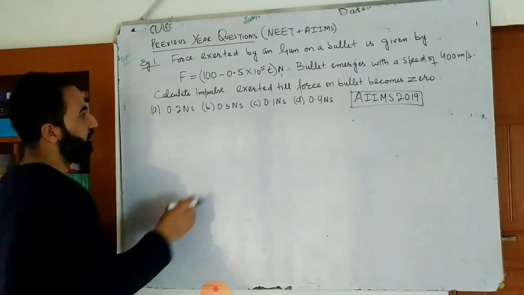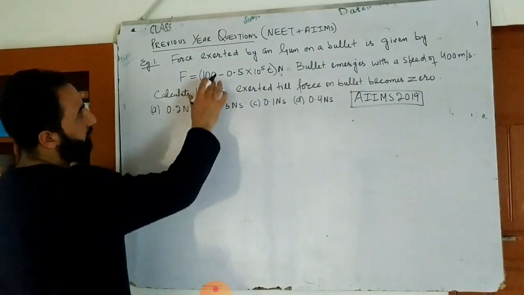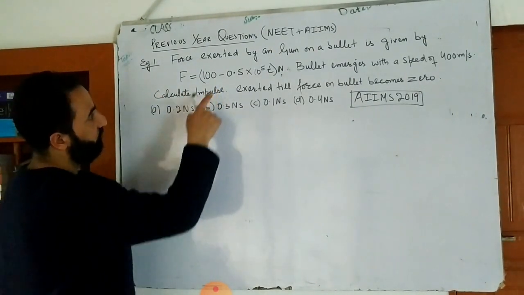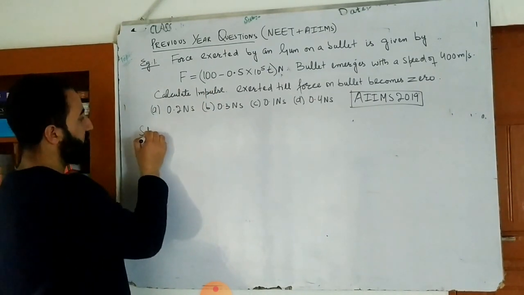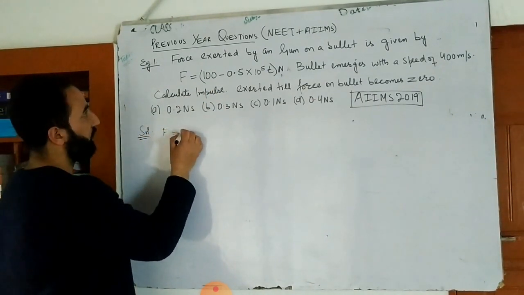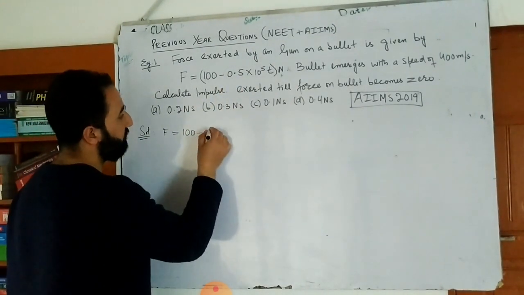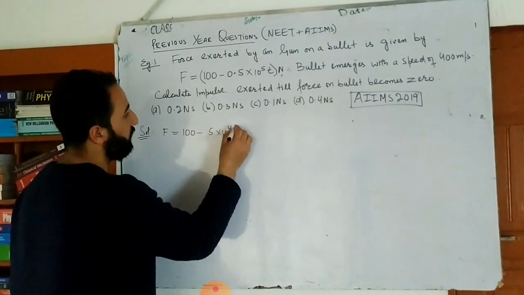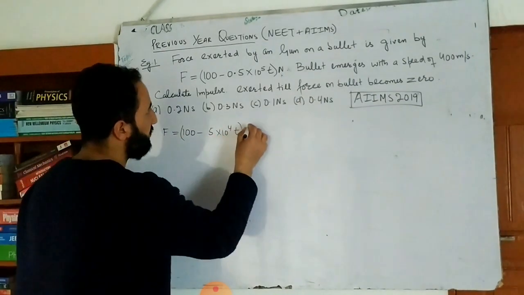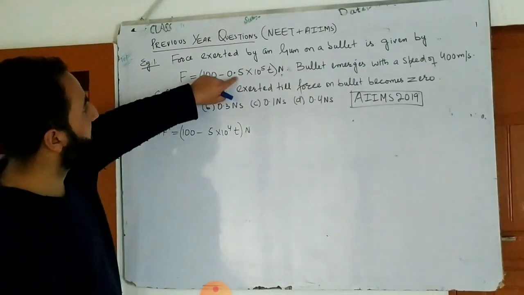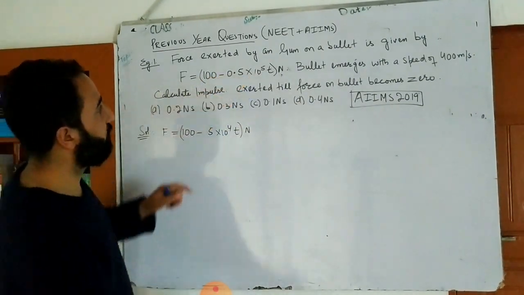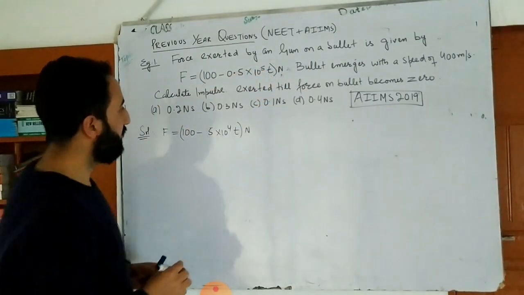Now pay attention here. First of all, what we'll write down is this force. So the solution is like this. Force is given to me: F equals 100 minus 0.5 into 10 to the power 5 t. Or I can write it like this: it is equal to 100 minus 5 into 10 to the power 4 t Newton. Isn't it? Because 0.5 is 5 into 10 to the power minus 1, so 10 to the power minus 1 and 10 to the power 5 will be equal to 10 raised to the power 4.